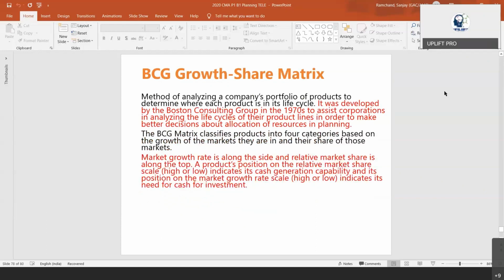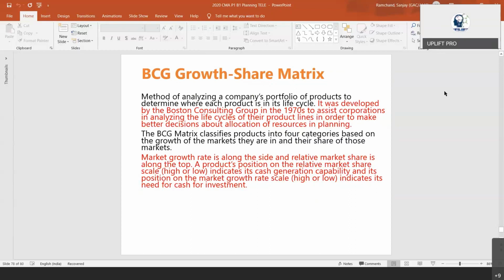BCG growth share matrix. A method of analyzing a company's portfolio of products to determine where each product is in its life cycle. So I told you, people who have studied Part 2 would know about this, right? That comes under life cycle costing, and we studied product life cycle. So when you are trying to understand where each product fits in the life cycle of that particular product. You have different products in your portfolio, and where does each of these stand? It was developed by Boston Consulting Group in the 70s to assist corporations in analyzing the life cycles of the product lines in order to make better decisions about allocation of resources and planning.